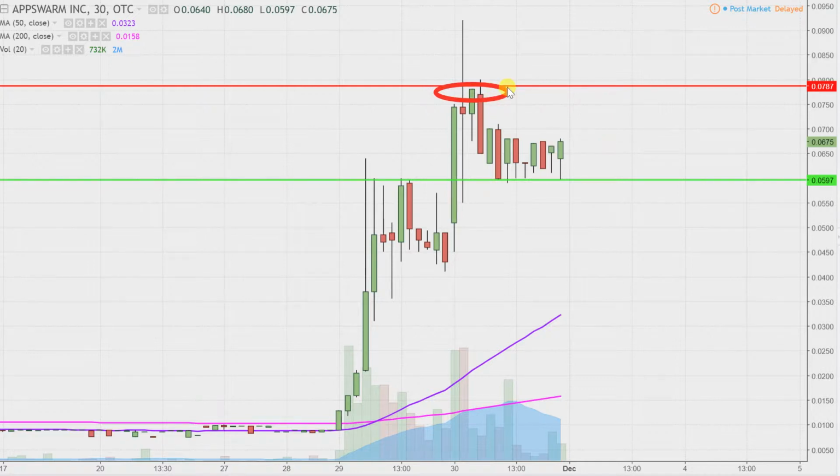So for me personally, I think that's where the truer level of resistance is, right up there at 8 cents. But all in all, at the end of the day, as long as the price keeps on building higher bases like it's been doing, then the chart's going to continue to take care of itself. So let's see how this one closes out the week tomorrow.